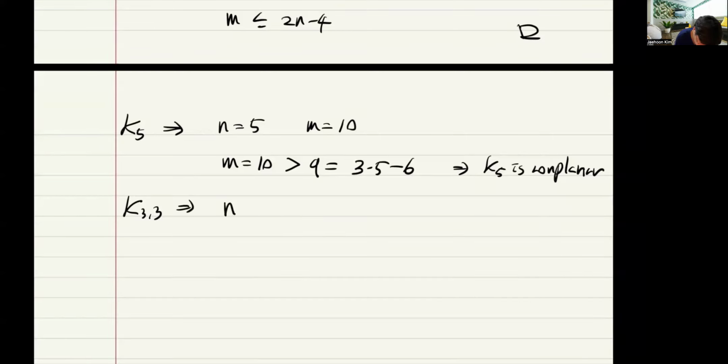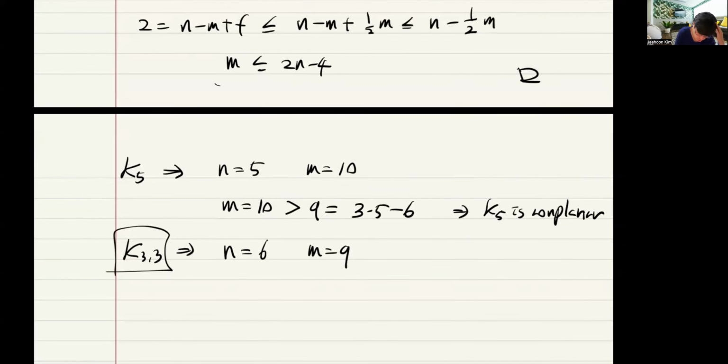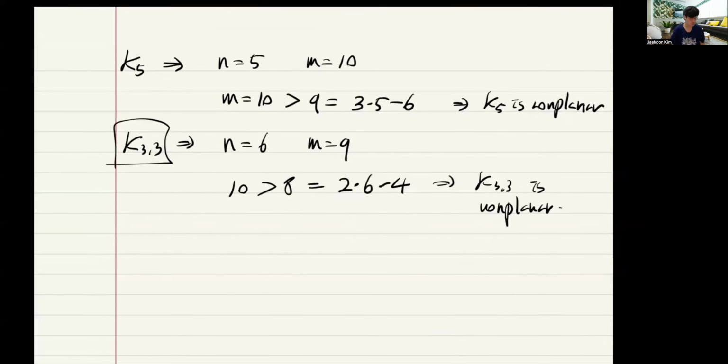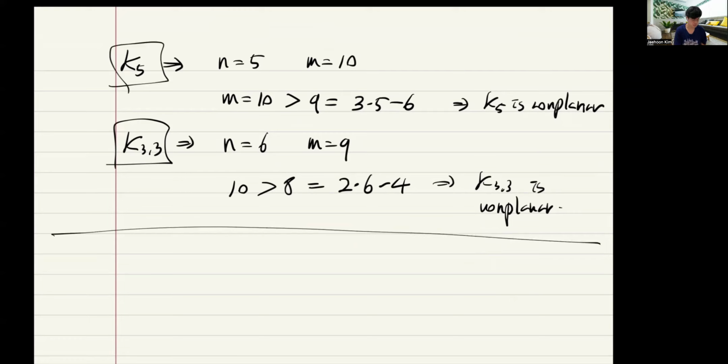How about K3,3? n is 6, m is 9. But this is a bipartite graph, so it's triangle free. So this relation has to be satisfied. But 9 is bigger than 8, which is 2 times 6 minus 4. So K3,3 is not planar. So this Euler formula provides a simple proof that these are not planar.